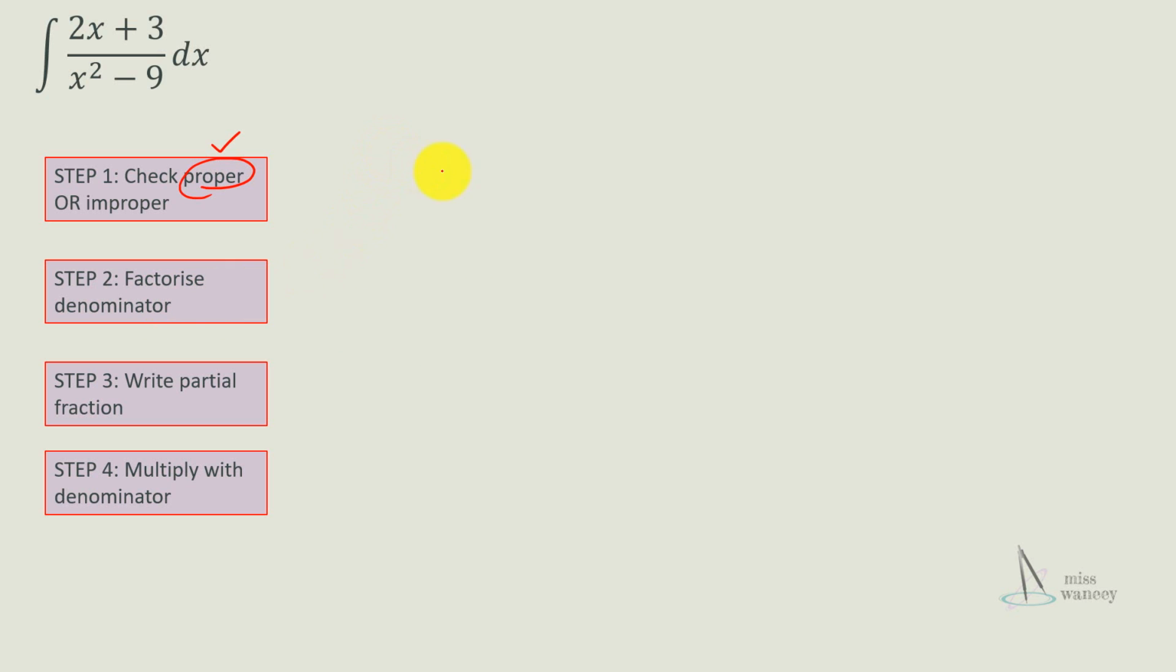So second step, factorize the denominator. Firstly, we start with (2x plus 3) over (x squared minus 9). So factorize our denominator completely. We can see that it is equal to (x plus 3) times (x minus 3). So that is the second step. The third step, we have to write the partial fraction. Now (x plus 3) and (x minus 3) are known as distinct linear because we have two different linear factors.